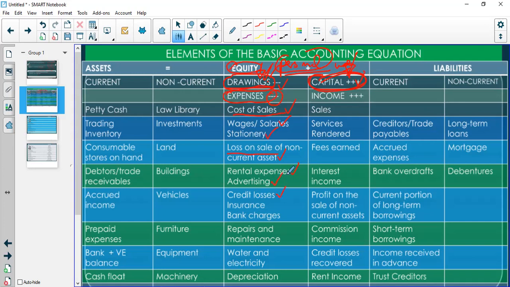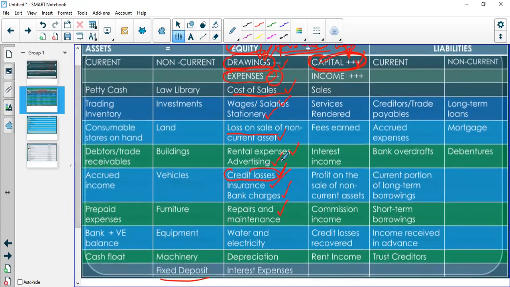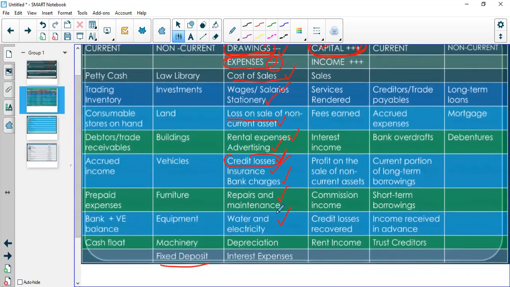Credit losses is when you give some people goods on credit, or services, because it's not always goods. Sometimes it's goods, sometimes it's services. And they're supposed to pay you, but then they disappear. They don't pay anymore. So whoever can't pay is going to be an expense. Credit losses. We pay for insurance, right? We pay for bank charges. We pay for repairs and maintenance of whatever is being repaired. Remember, it's buildings, water and electricity. So those are expenses, right?